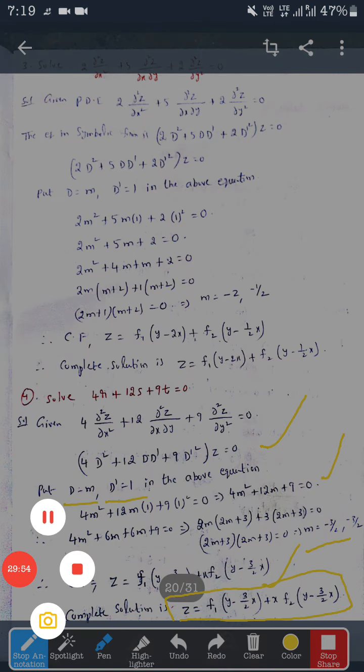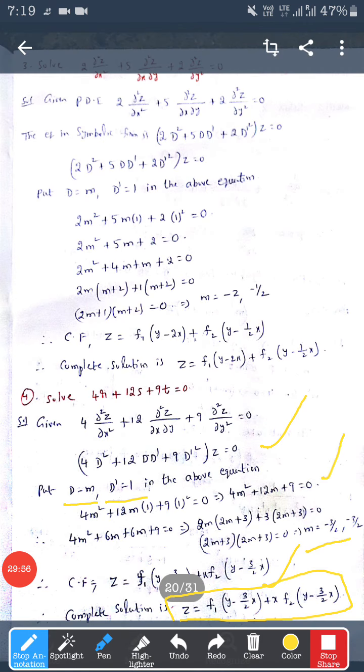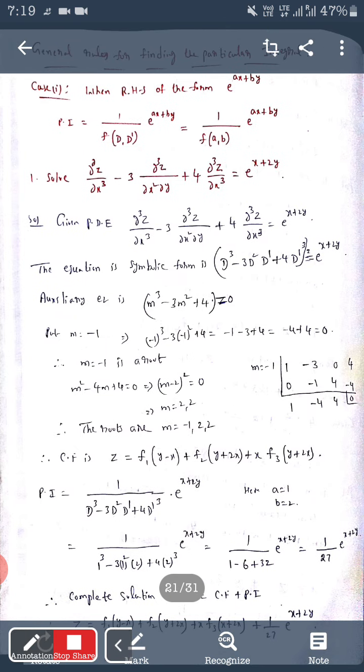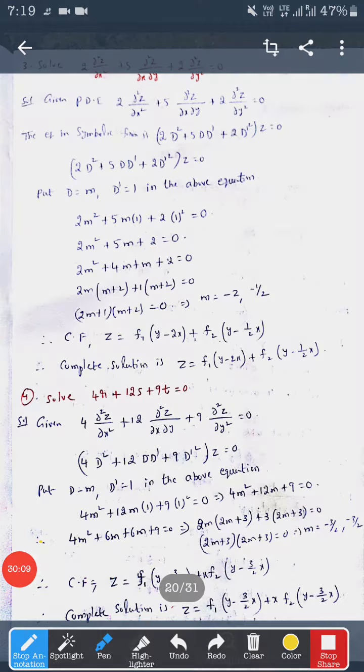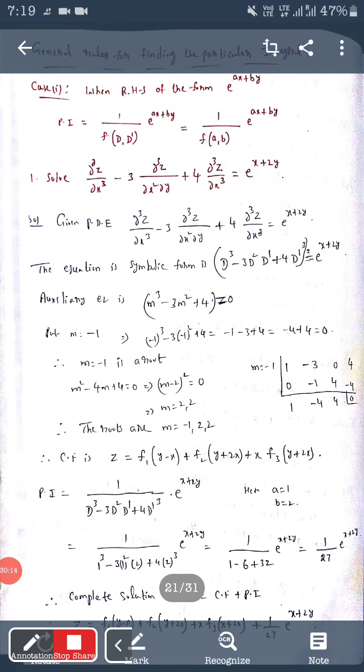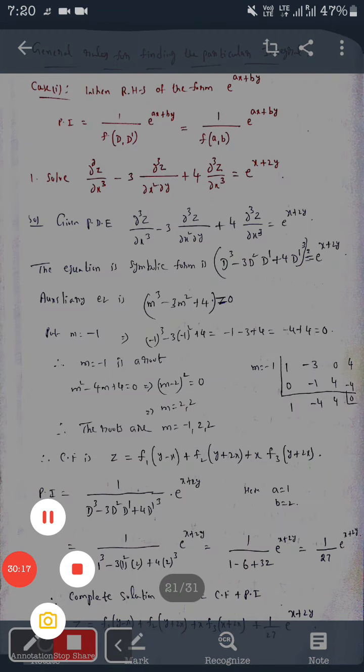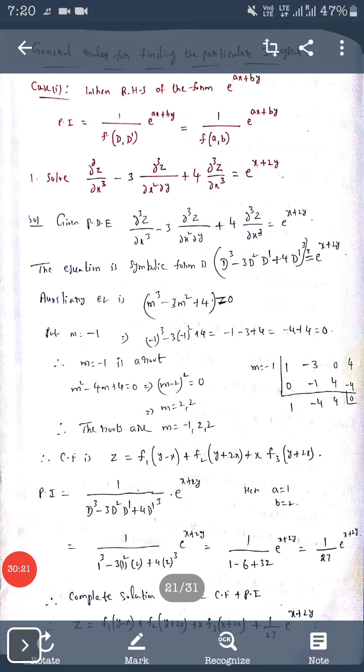So this is the procedure for solving linear partial differential equations with constant coefficients. So in the next video, we learn how to solve a linear partial differential equation whenever the right hand side is some function of x comma y, when the RHS is of the form e power of ax plus by.